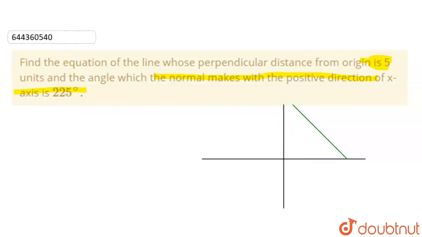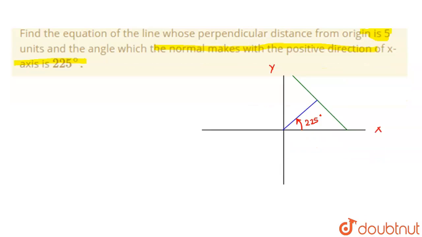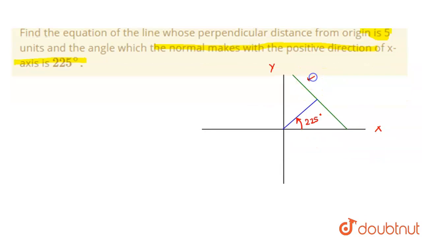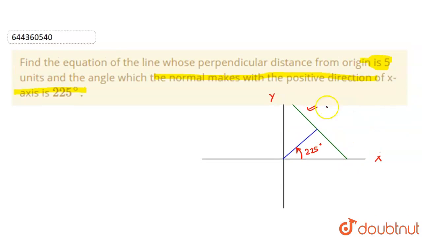That means the normal will be like this, right? So with the positive x direction, it is making an angle of 225 degree, right? This is our positive x-axis and y, and we don't know where this actual line will lie, either in this region or in this region, right? So for now we are assuming it to be in the first quadrant.